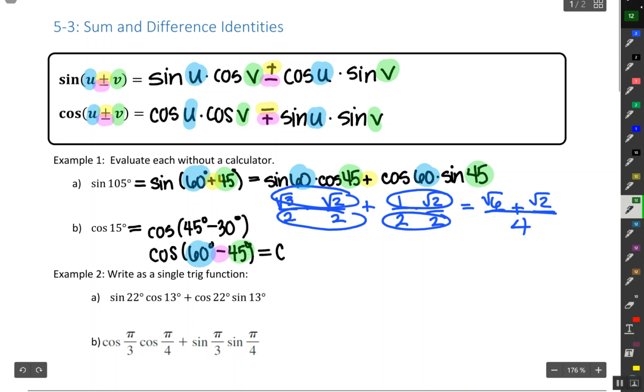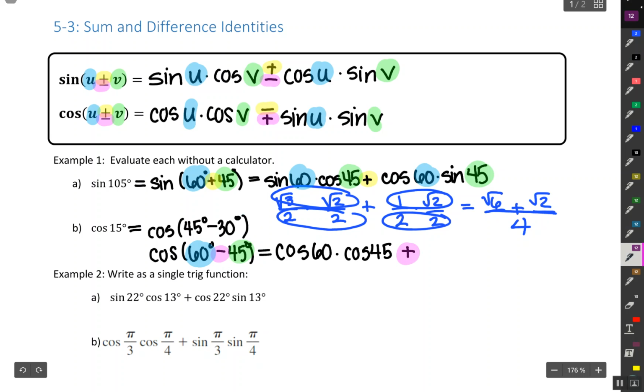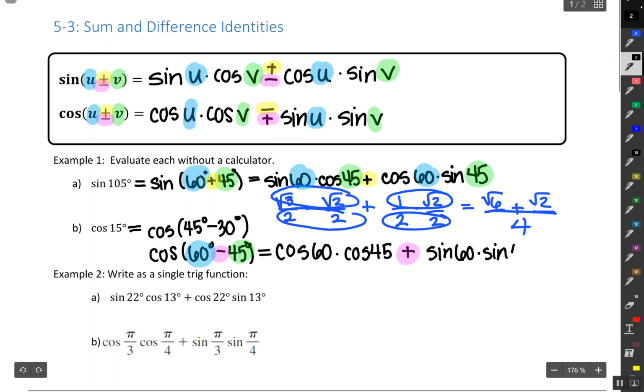Okay? So we're going to have the cosine of 60 times the cosine of 45 plus, remember, we're using the opposite. If we're doing subtraction, we're going to be adding. If we're doing adding, we're going to be doing subtraction. It's always opposite here. And then the sine of 60 times the sine of 45.